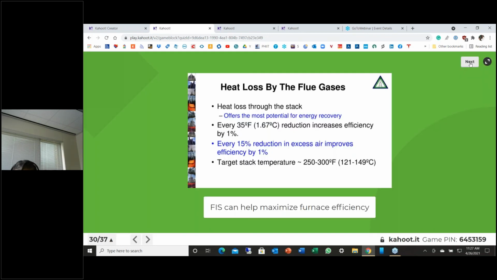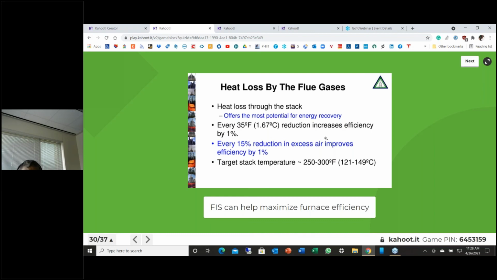So why don't we have a 100% efficient heater? The reason is we have heat loss through the flue gases, and every 35-degree reduction in flue gas temperature increases the efficiency by 1%. Similarly, every 15% reduction in excess air improves the efficiency by 1%.